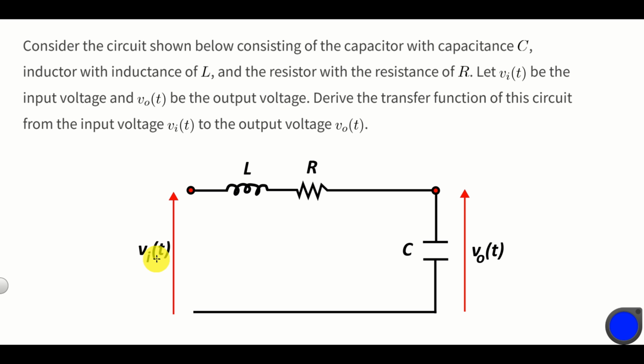Let Vi of t be the input voltage to this circuit and let Vo of t be the output voltage. Our goal is to derive the transfer function of this circuit from the input voltage Vi of t to the output voltage Vo of t. For that purpose, we will be using the impedance approach.